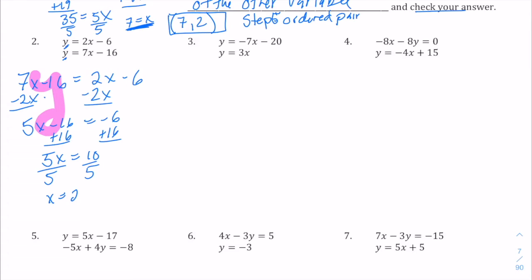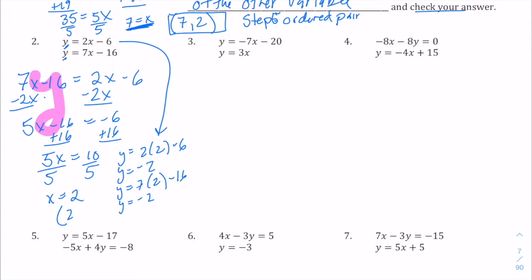X equals 2. Great, don't get too excited. We got to find the other value. So y equals 2 times 2 minus 6. That's from our first equation. And that would give us negative 2. We can double check with our other equation. Y equals 7 times 2 minus 16. That's 14 minus 16. That's also negative 2. So that confirms that our answer is 2, negative 2.